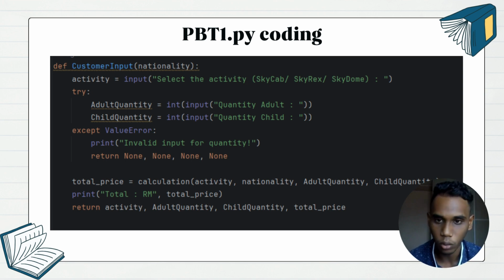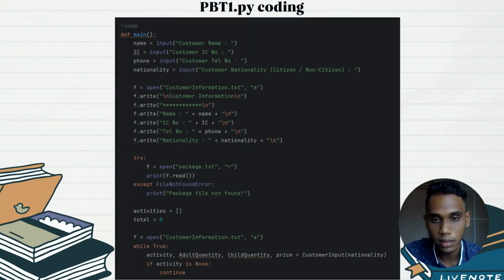Most importantly, all the variables here, for example activity: once the user inputs the activity, it directs to the package prices dictionary we created earlier. And so yes, this is the main function. This main function handles the entire ticket purchasing process. First of all, this function asks the user to input their personal information, for example name, IC number, phone number, and also nationality. As I mentioned earlier, this nationality which the user inputs in this main function will be used in the customer input function as well.